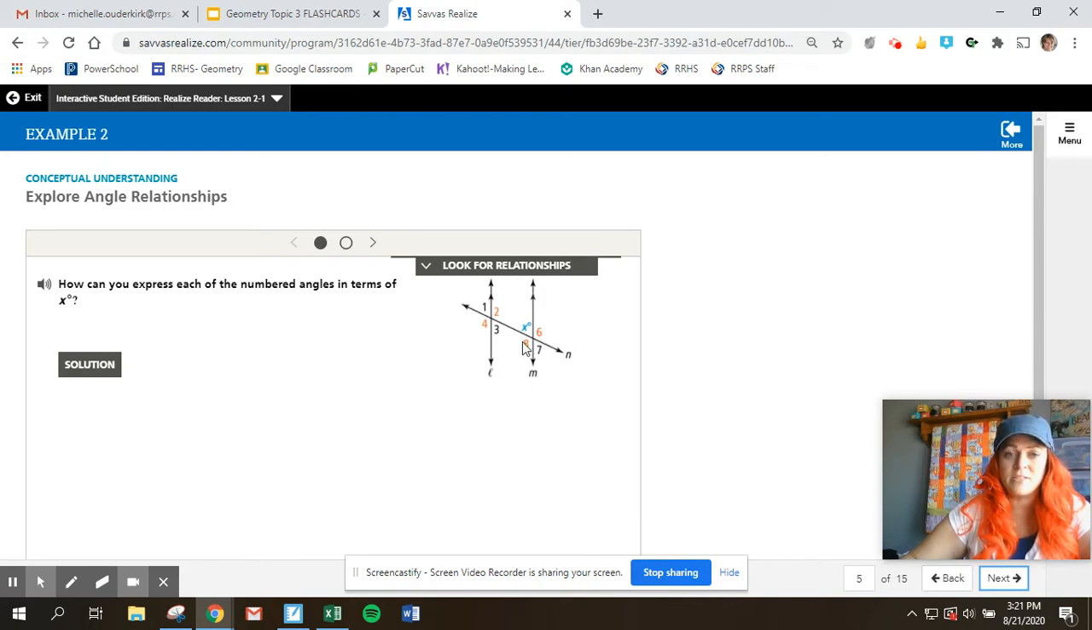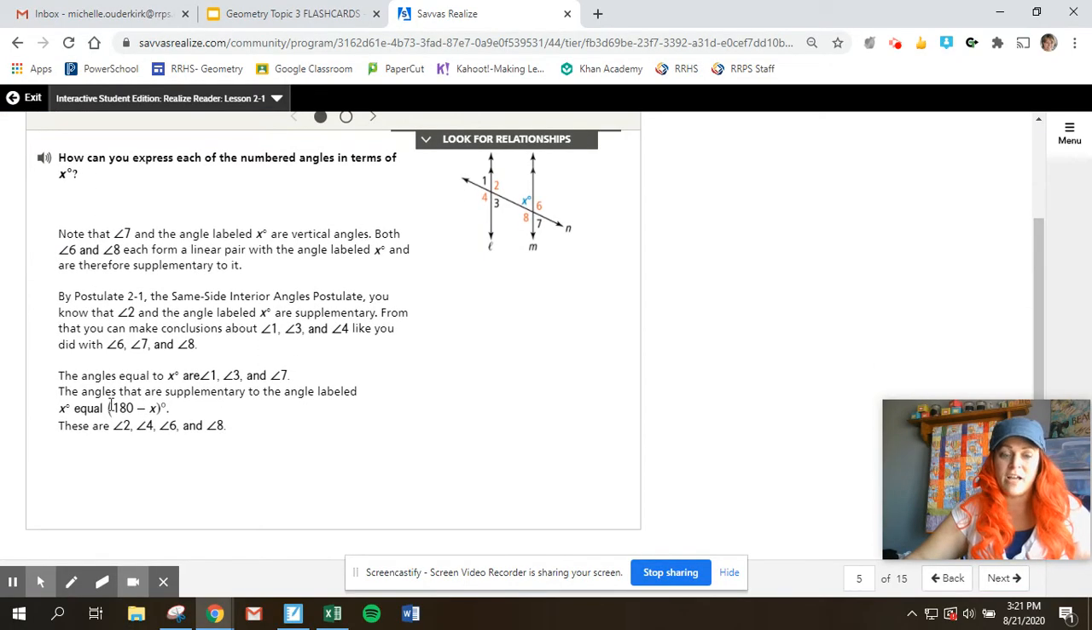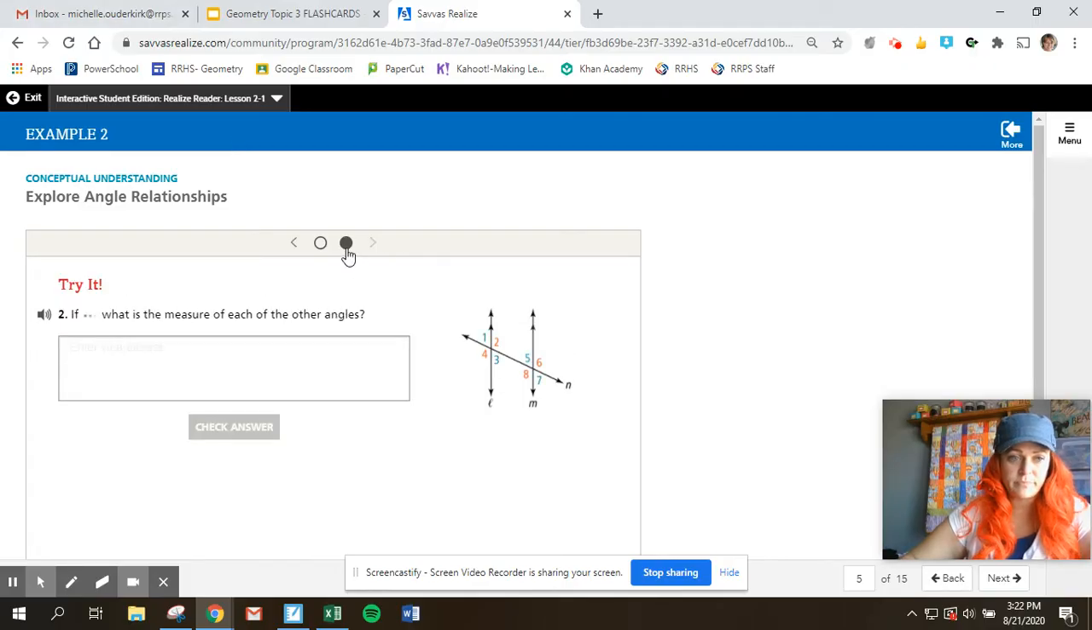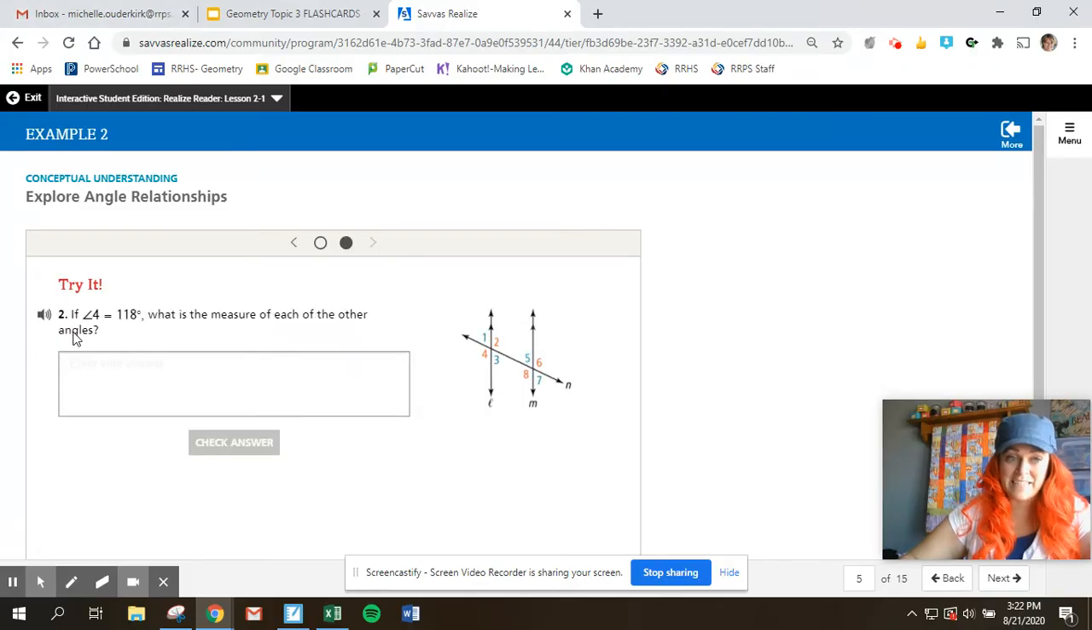180. Okay, so you're just going to write all those different relationships. They have the solutions in here. They're kind of extensive. See, 180 minus x would give you the missing angles. So hopefully you can identify the angles and determine, are they equal to x or are they supplementary with x? Like 180 minus x equals that angle measure. And here's an exact example.